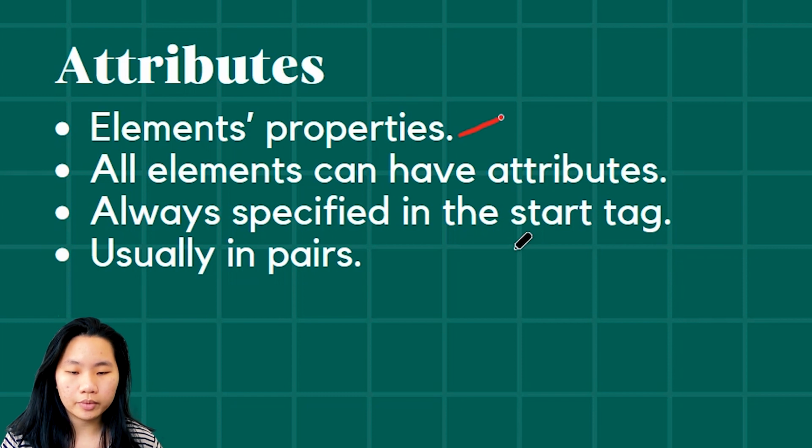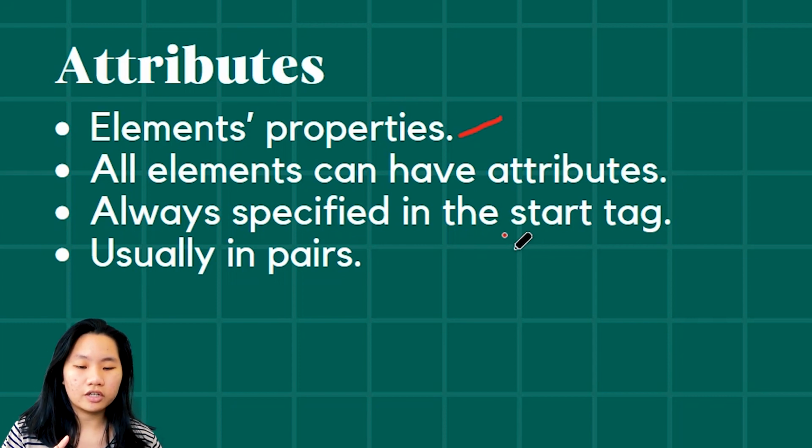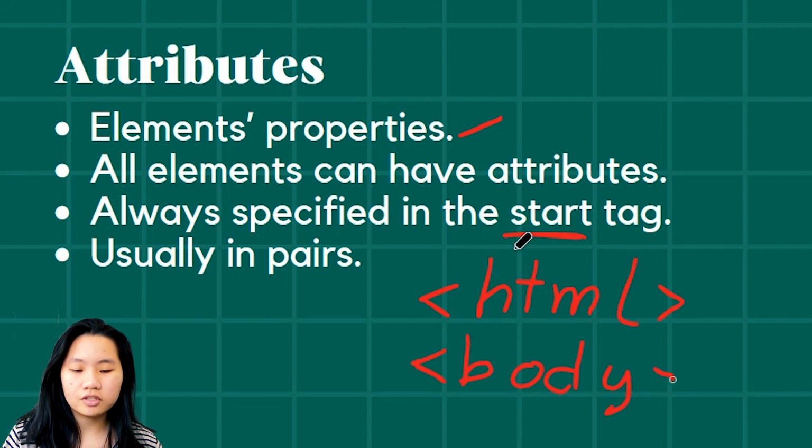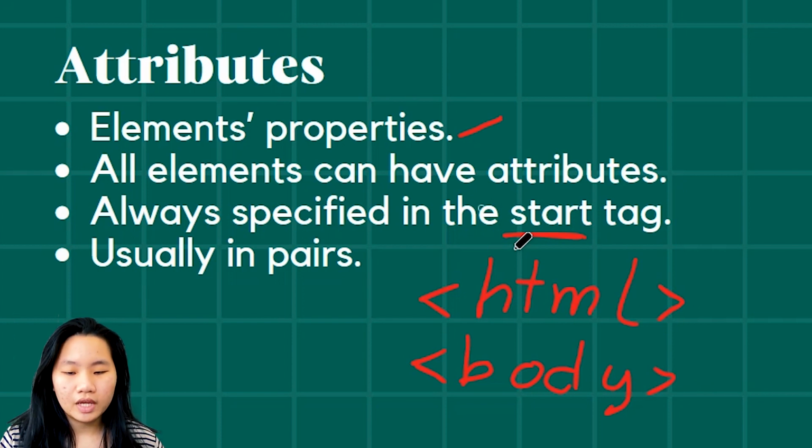Attributes are the properties of elements, and all elements can have attributes, right? Like p, div, body, HTML, and it is always specified in the start tag. So the first tag you have, for example, HTML or body. So there's nothing inside of the end tag. The end tag is just the end tag to everything. And it is usually in pairs.